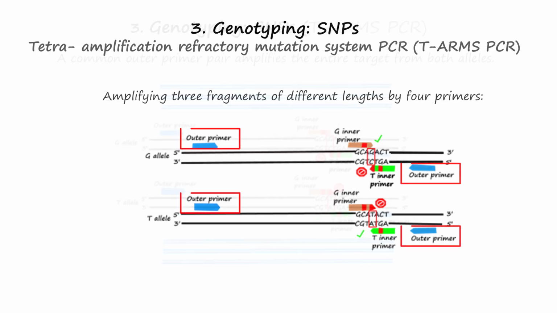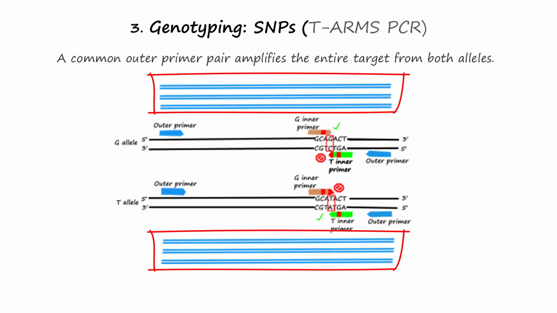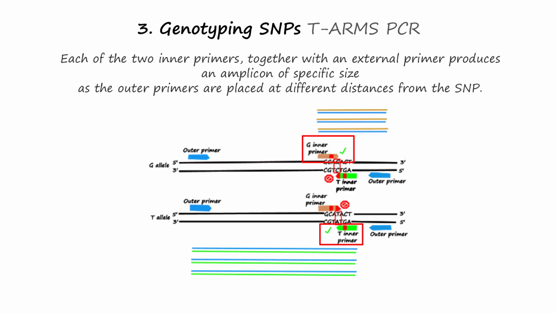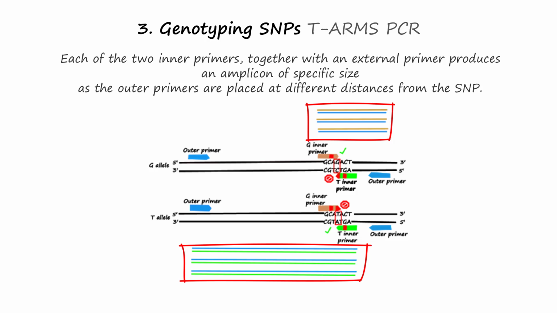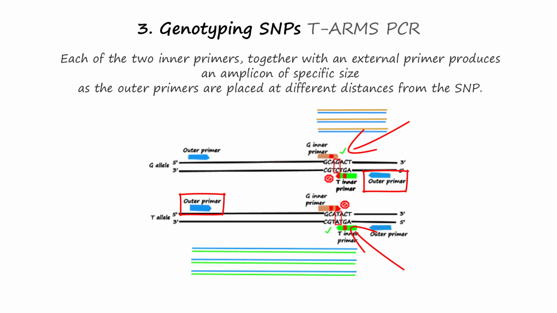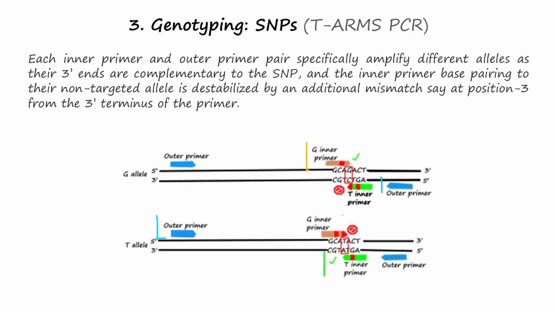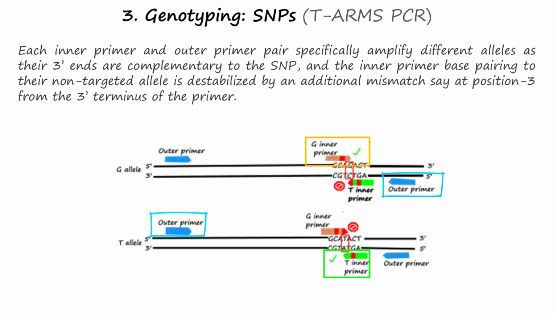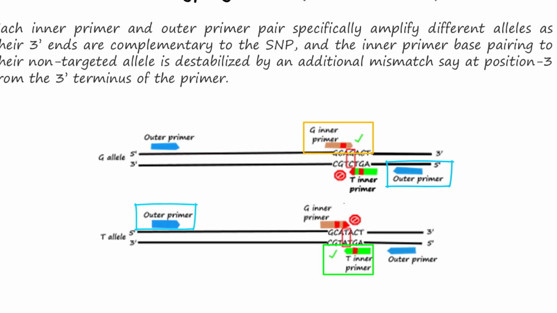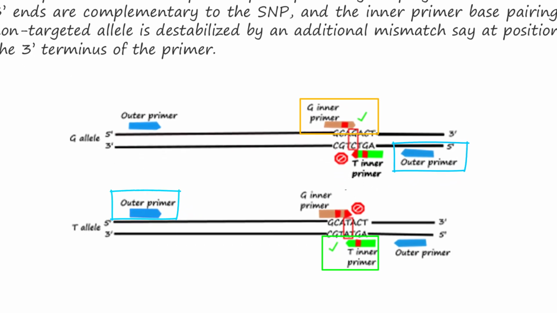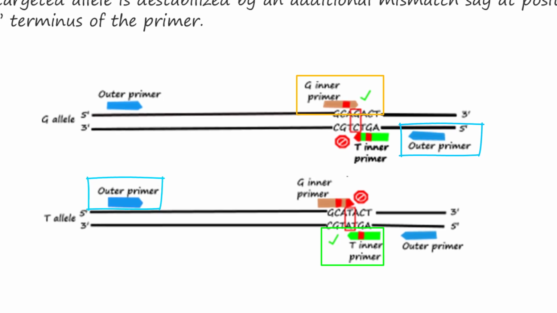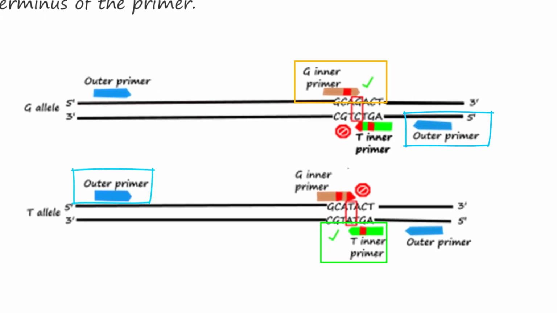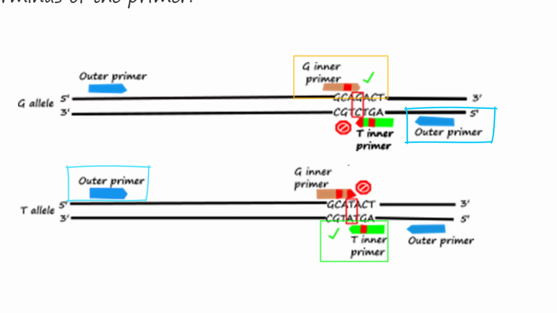A common outer primer pair amplifies the entire target from both alleles. Each of the 2 inner primers and an external primer produces an amplicon of a specific size as the outer primers are placed at different distances from the SNP. Each inner and outer primer pair specifically amplifies different alleles as their 3' ends are complementary to the SNP. An additional mismatch in the primer destabilizes the inner primer base pairing to its non-targeted allele.